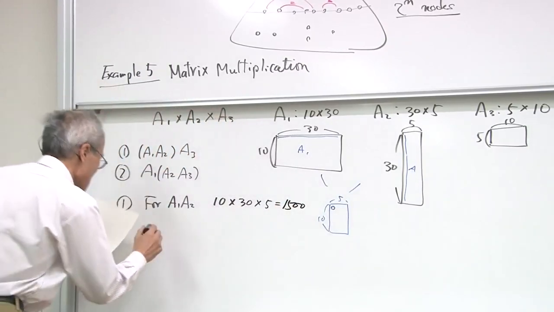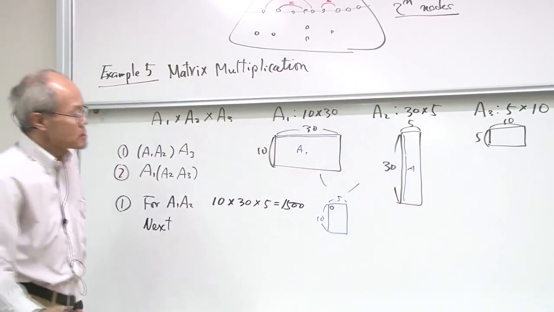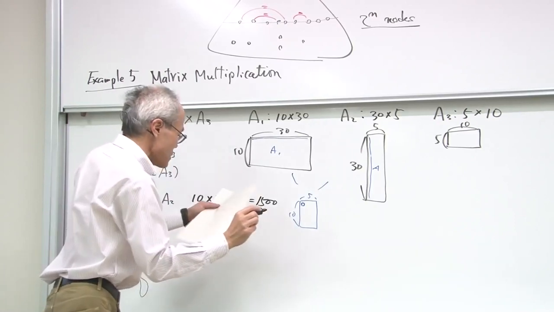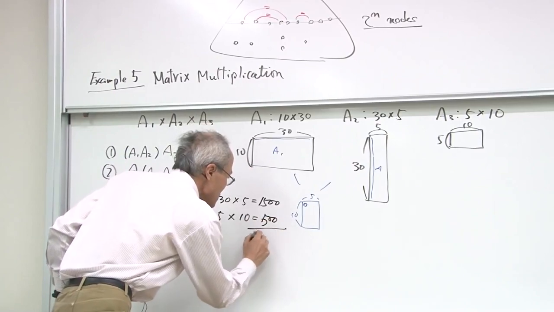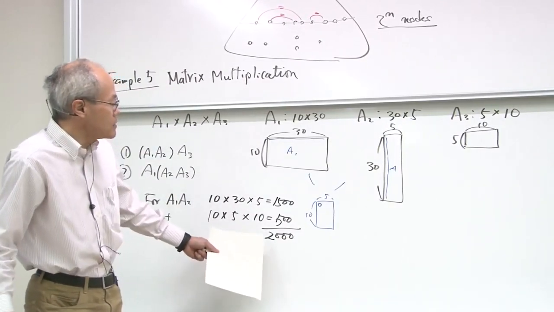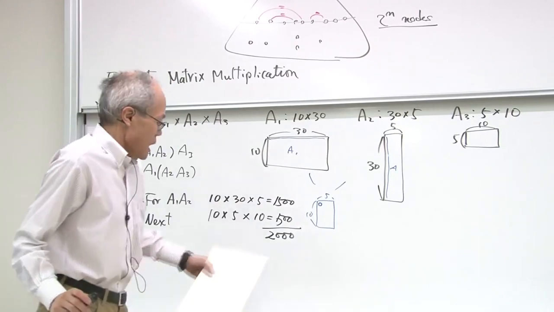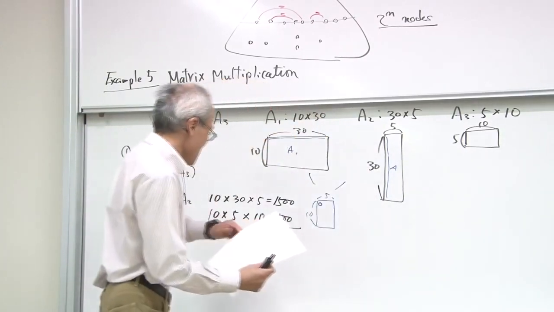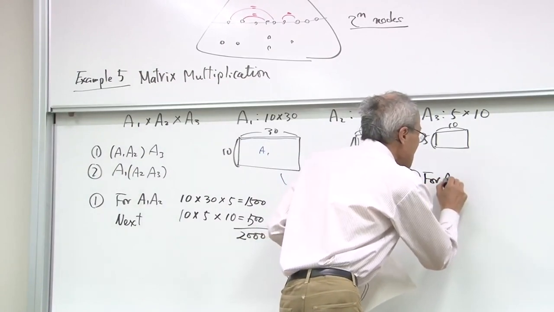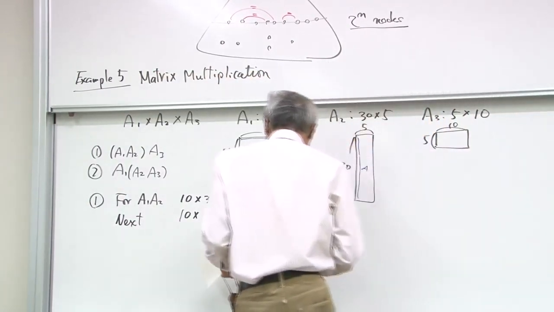And then next, we multiply this 10 by 5 matrix and the 5 by 10 matrix. How many operations? That is 10 times 5 times 10, which is equal to 500. In total, we need 2,000 operations. So this is the work we need to do this multiplication. Now, what about the second case? Number 2, multiplying A2 and A3 first.